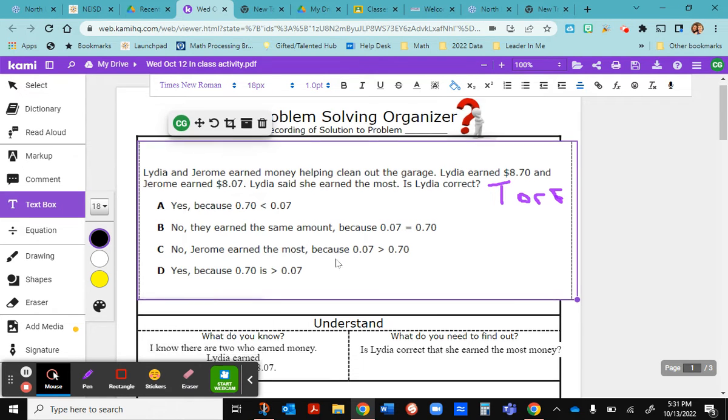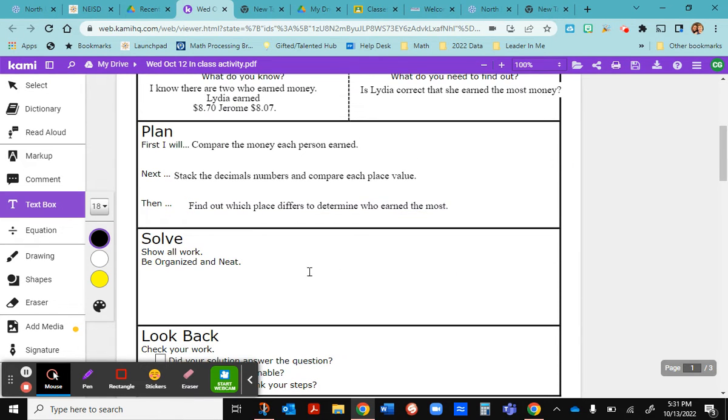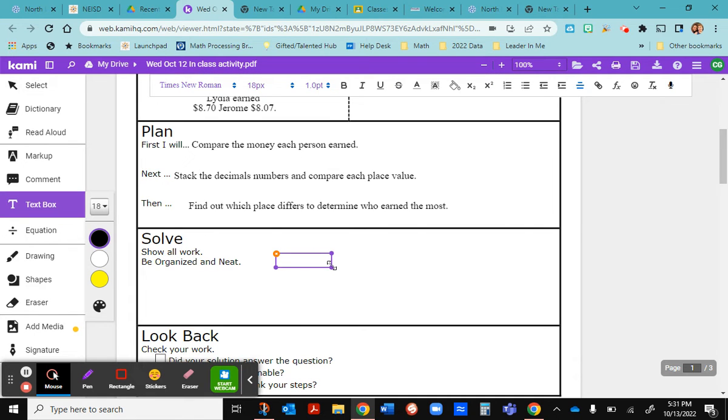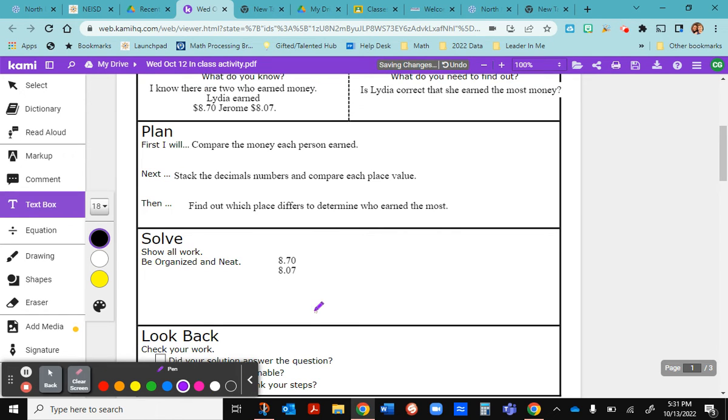So I have $8.70 and $8.07. And I said I was going to stack it. So 8.70, and then I'm going to have 8.07. So I've stacked it. Now I said I was going to check each place to determine which ones changed. So I'm looking at the first one, which is in the ones place value. I noticed that they're both equal. So I'm going to move on to the next place value.